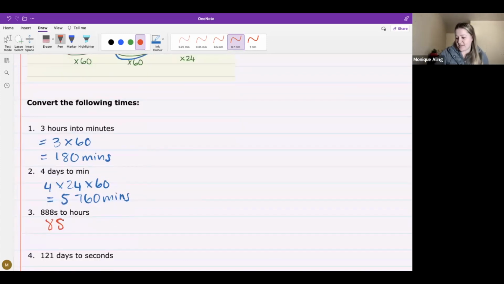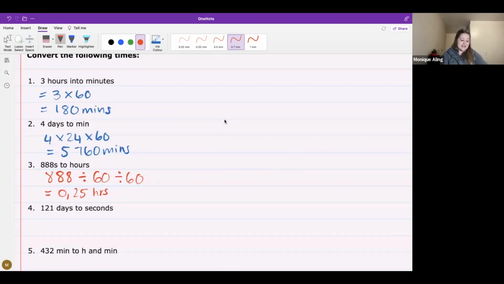So 888 divide by 60 gives 14.8. Divide by 60 again, which gives you 0.25 hours. Fantastic. I'm seeing that coming through. Well done, guys.